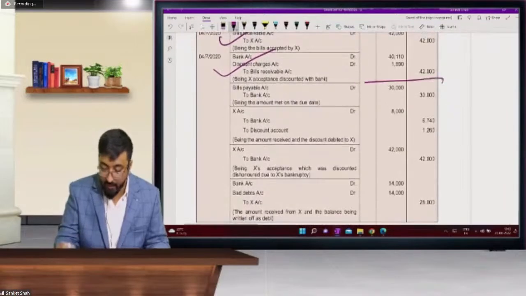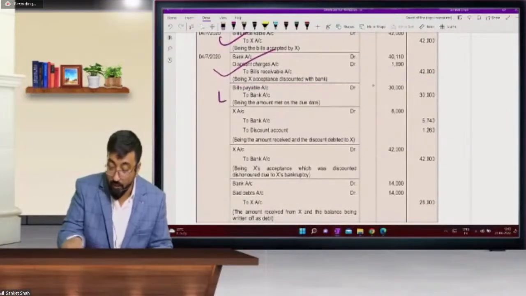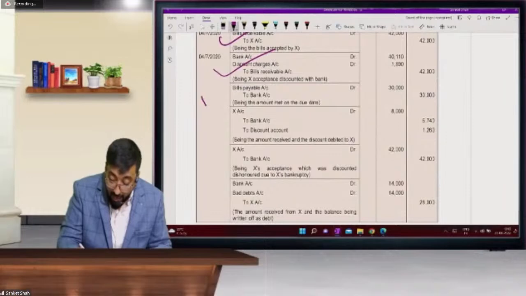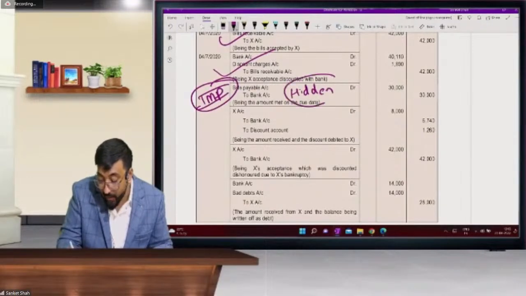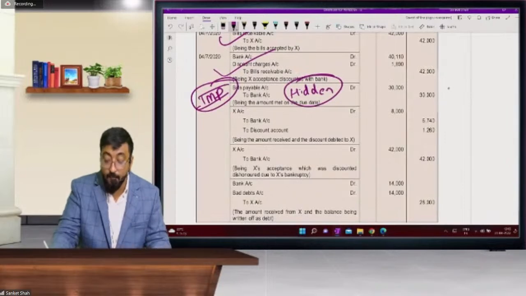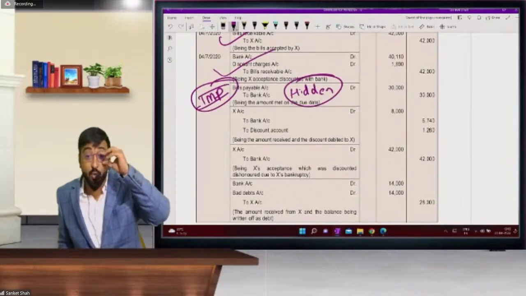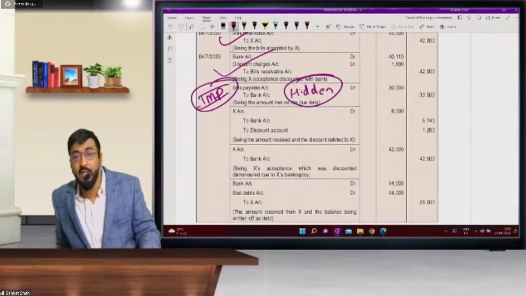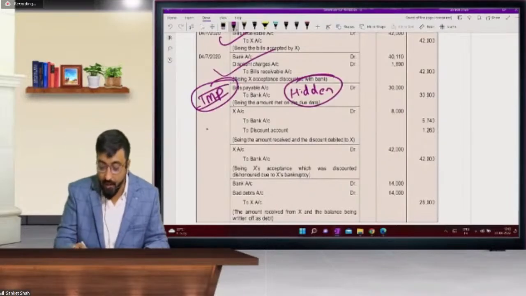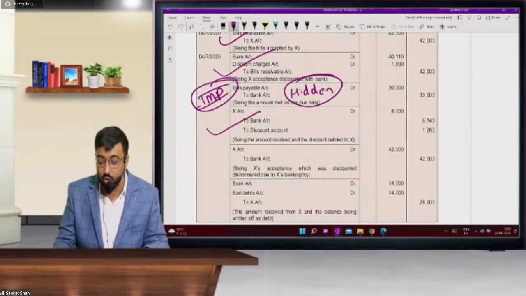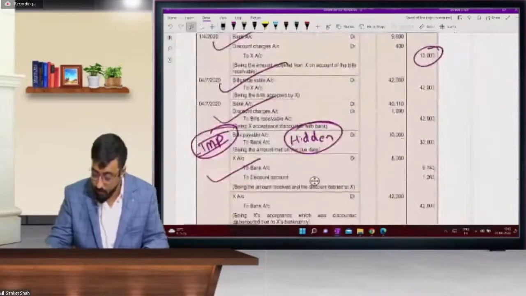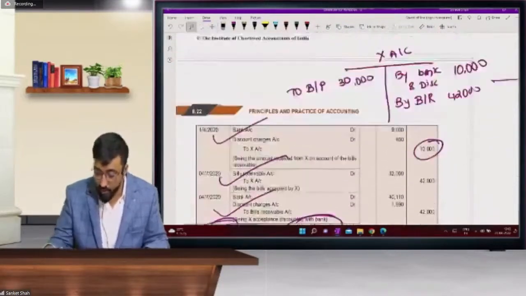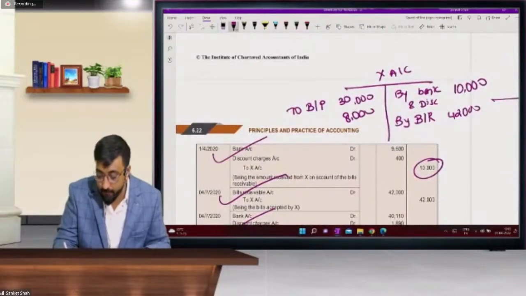This is a very important entry. This entry is a hidden entry. Bills payable to bank, dishonor entry. Very, very important. Bills payable account debit to bank. He will cancel his liability. Then X account debit to bank for discount. So he transferred 6,740 plus 1,260. So 8,000 he transferred.